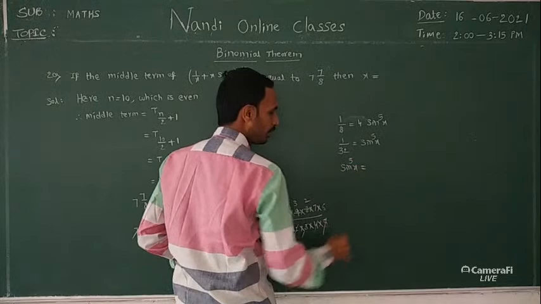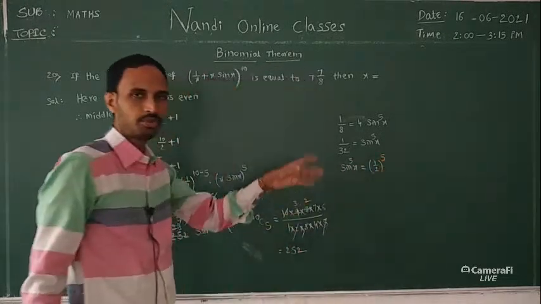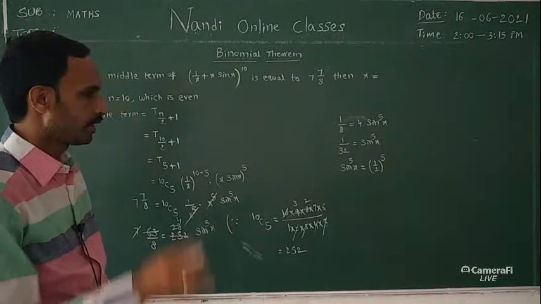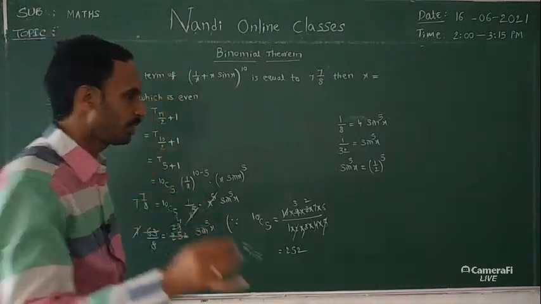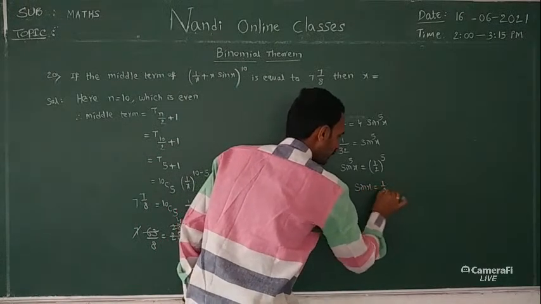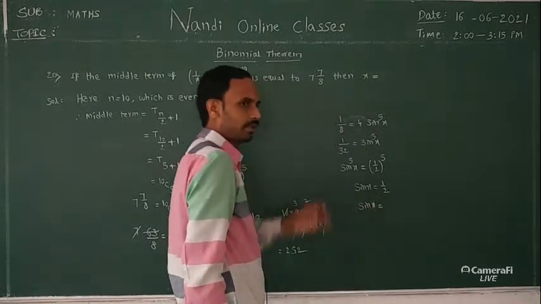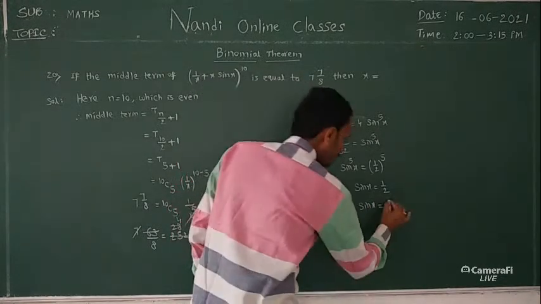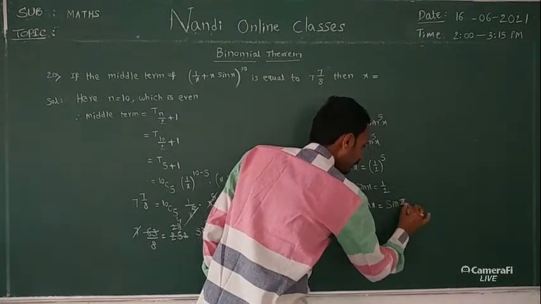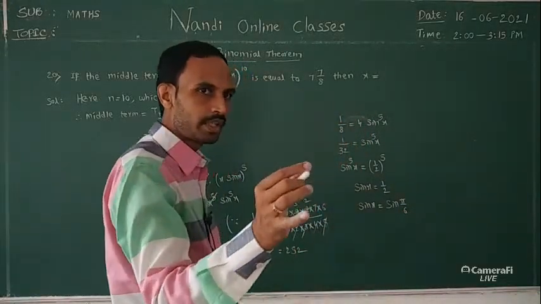Sin^5 x is equal to 1/32, which can be written as (1/2)^5. Since powers are same, bases must be equal. Sin x is equal to 1/2, which can be written as sin 30 degrees, sin π/6. It is in the form sin x is equal to sin alpha.